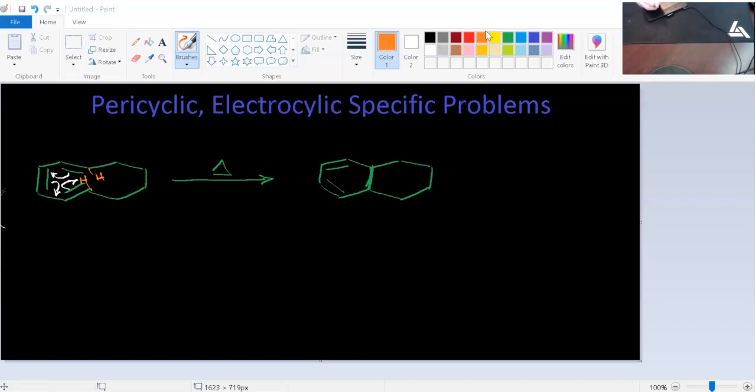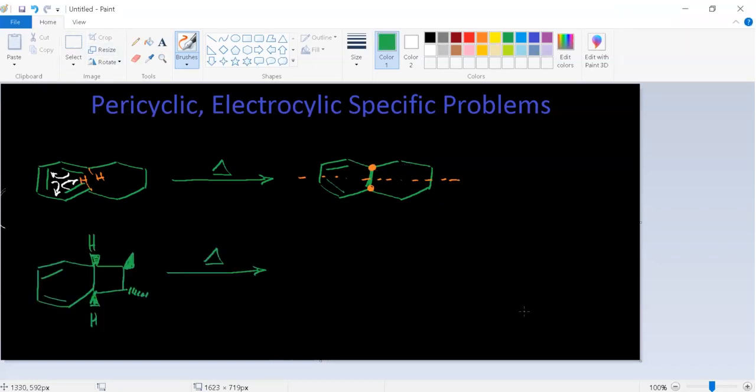So over here, our product should have the H's on a wedge. Or you could put them on a dash. That doesn't matter. This is a meso molecule. So dash or wedge doesn't matter. I'm just signifying that they're on the same side with these heavy dots.